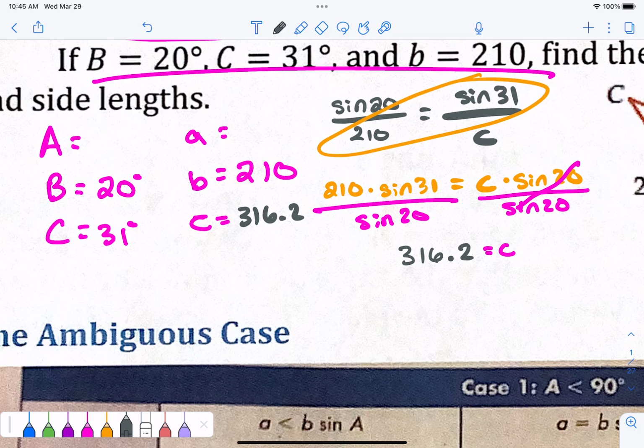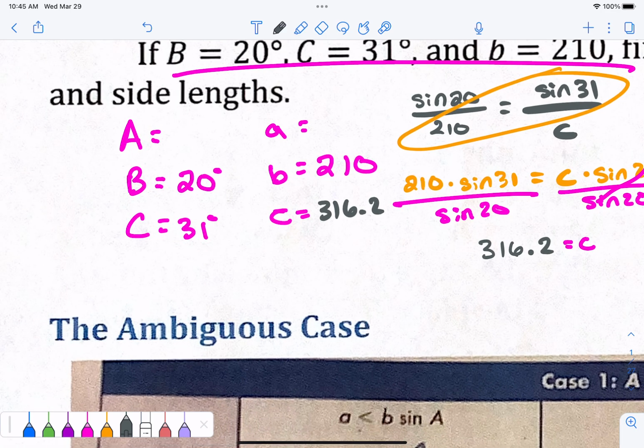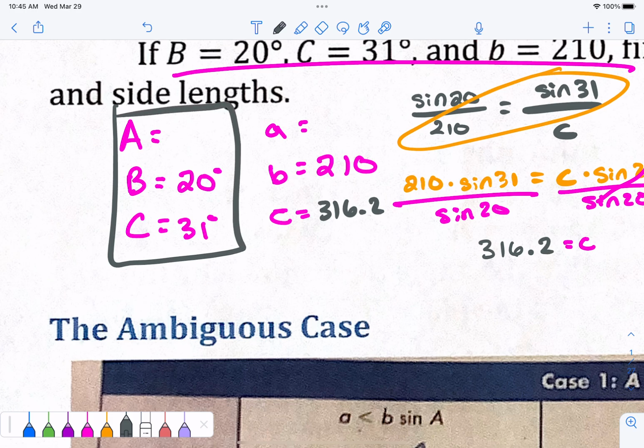Okay, now what are we going to solve for next? We have two more things. Big A. Can we do big A? How do you do big A? These all have to add up to be 180, so keep that in mind. If you add those two, that's 51, and subtract from 180, that's like 129. Is that true? Yeah, 129.